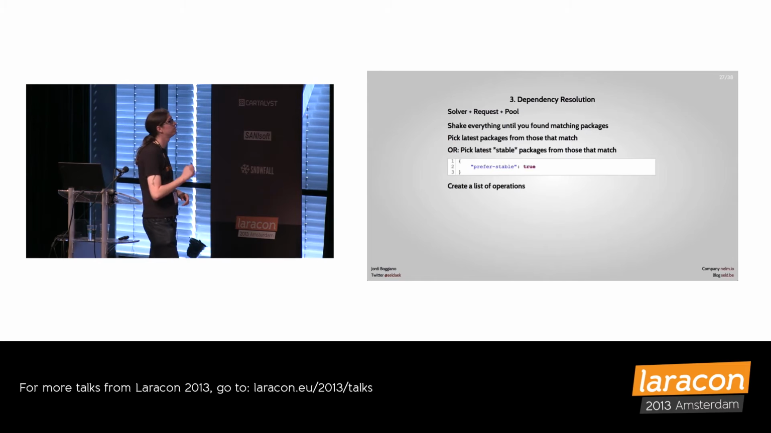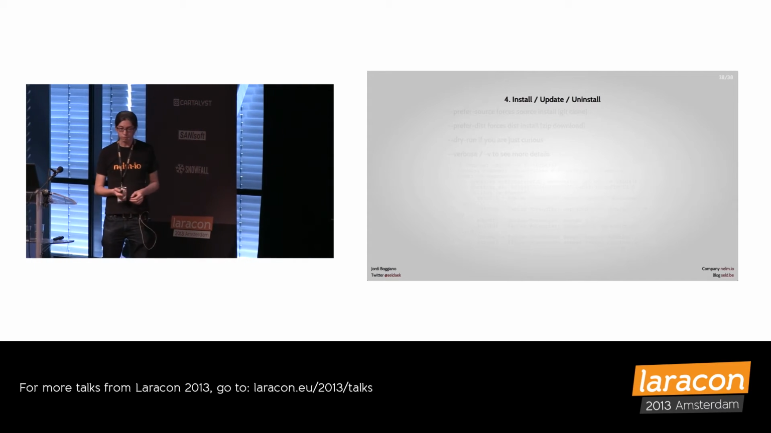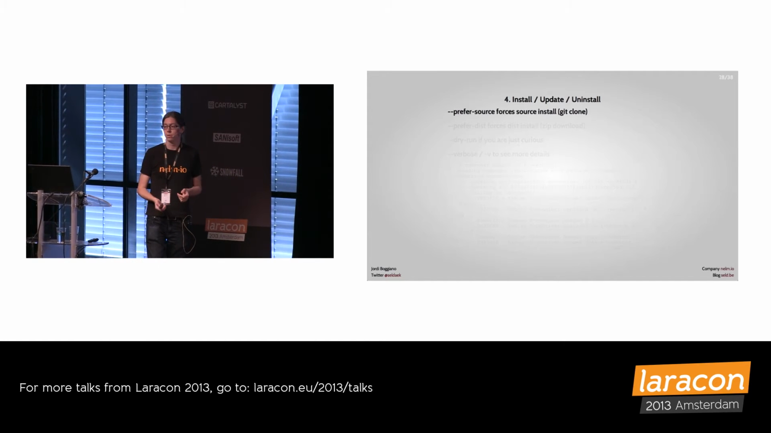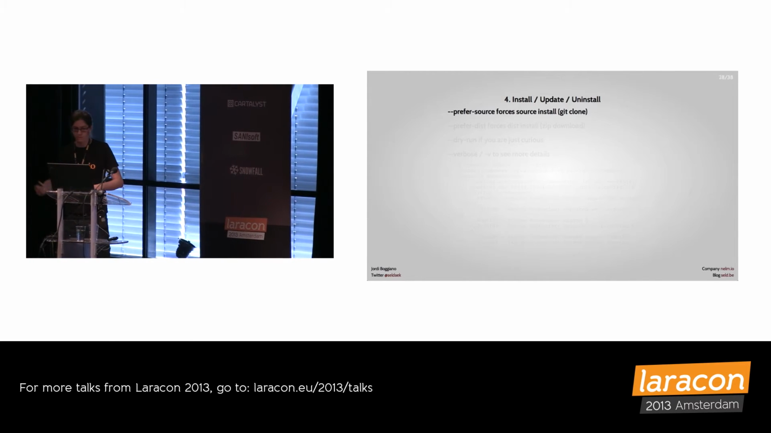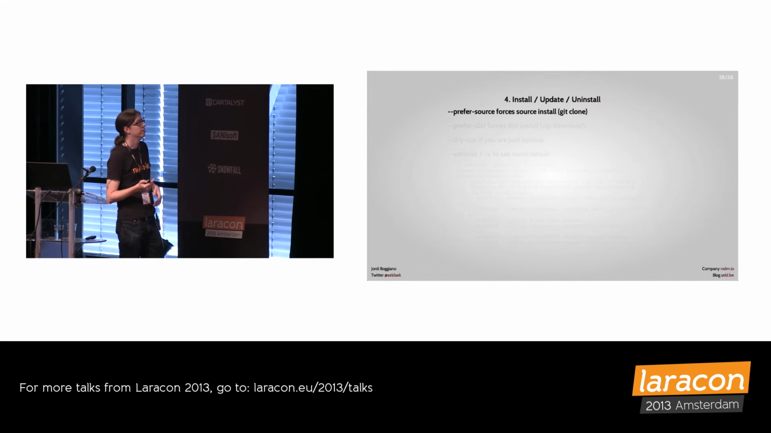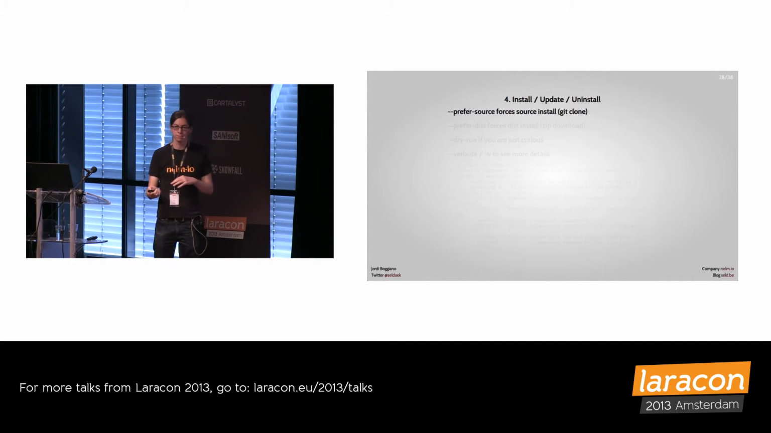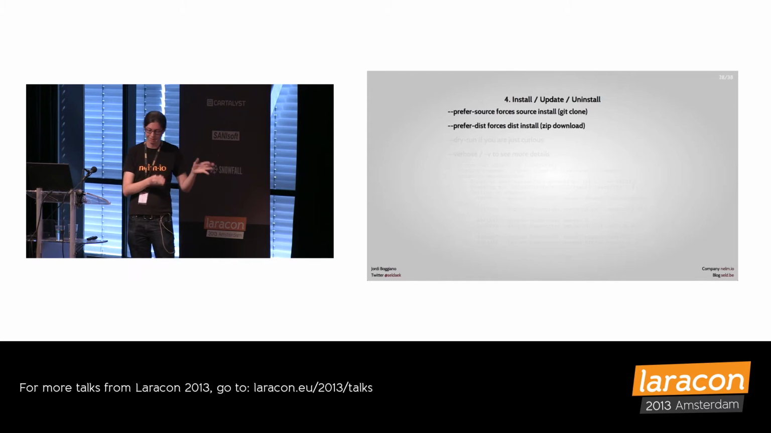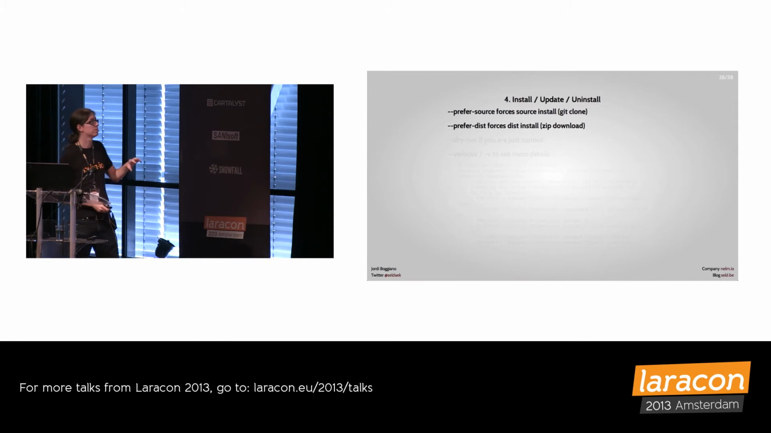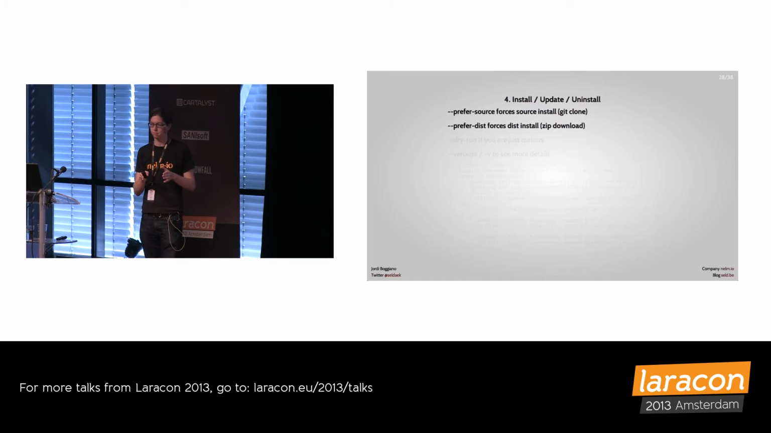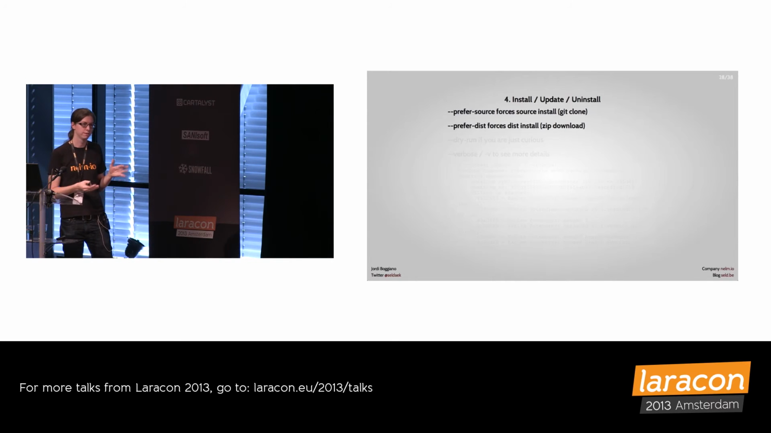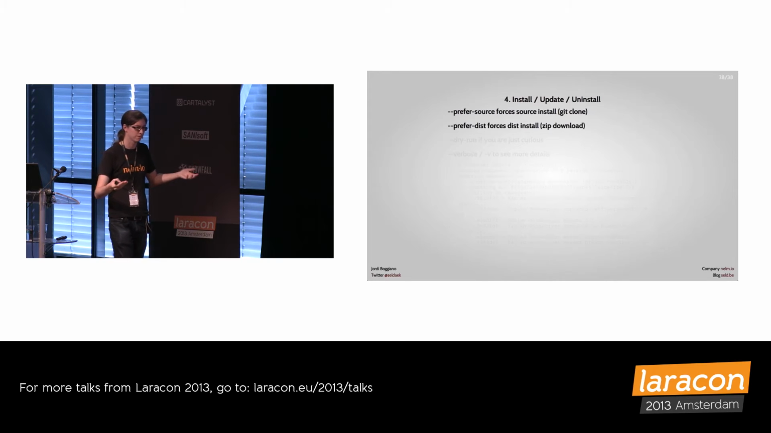Then for the operations, we have a few switches that can be interesting. So there is prefer source, which generally does a git clone or svn checkout or hg, I don't know what. By default it will use the source for dev versions and the dist for the tags, but you can force it either way with prefer source or prefer dist. So this notion of source and dist in Composer is really like source means the VCS repository, and dist is a zip archive or something like that. Obviously, both are just PHP source.